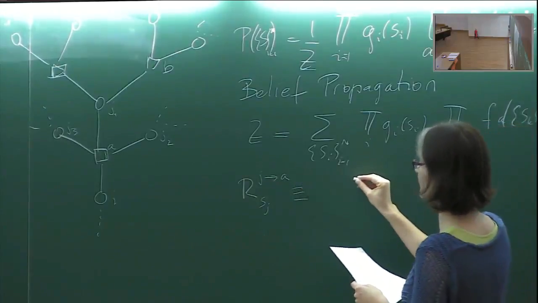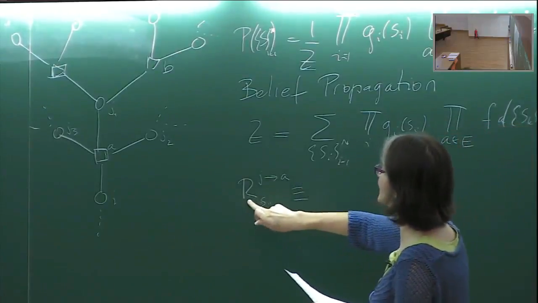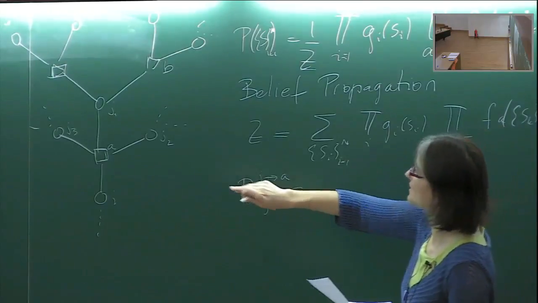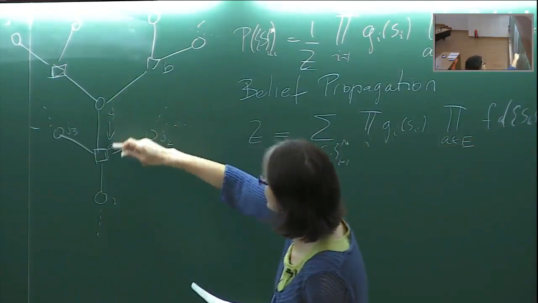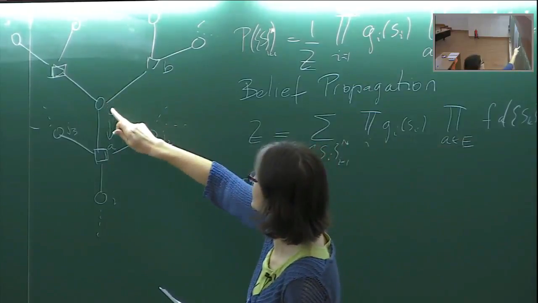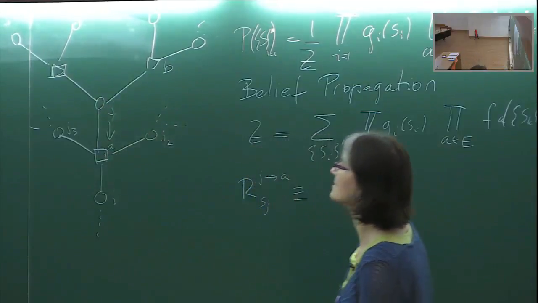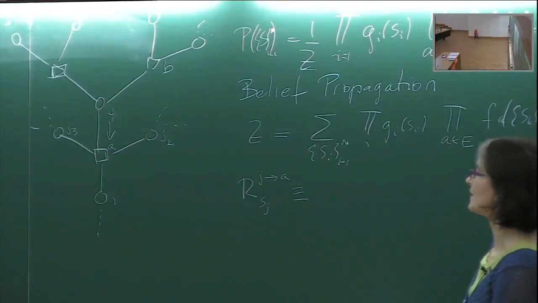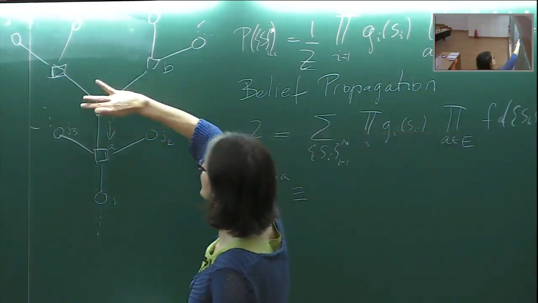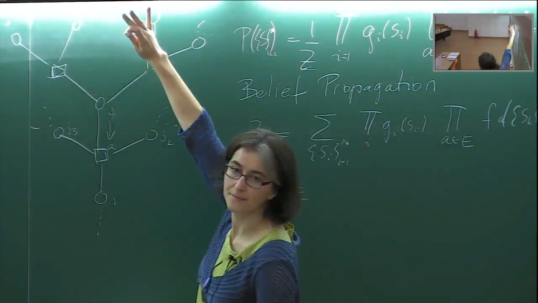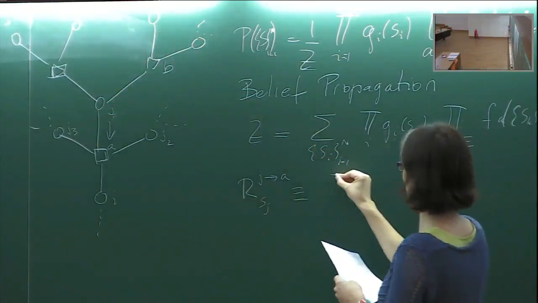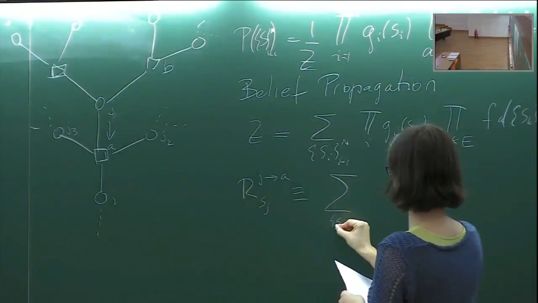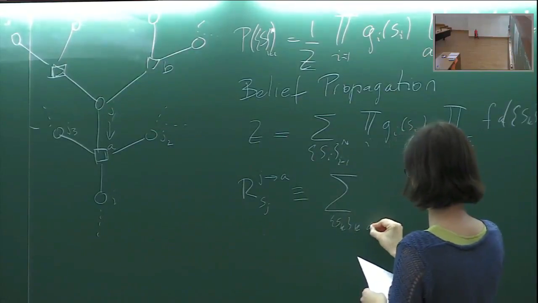This is its definition. This R is a kind of message that goes from J to A. So the R is running between this circle J and this square A. It is basically the partition function of everything that is above J. So I'm summing over everything that is above J, so I write it also this way: I'm summing over all S_k such that k is above J.